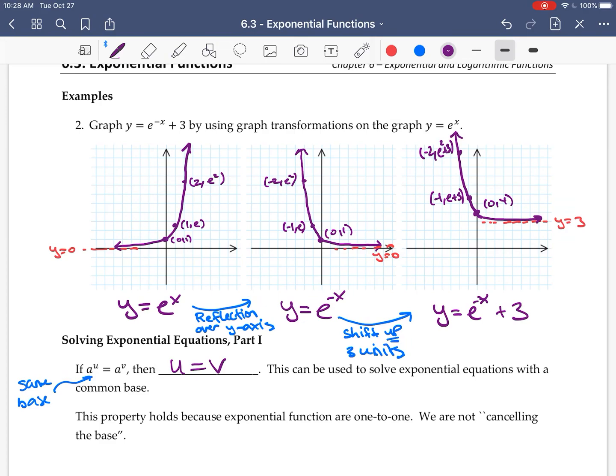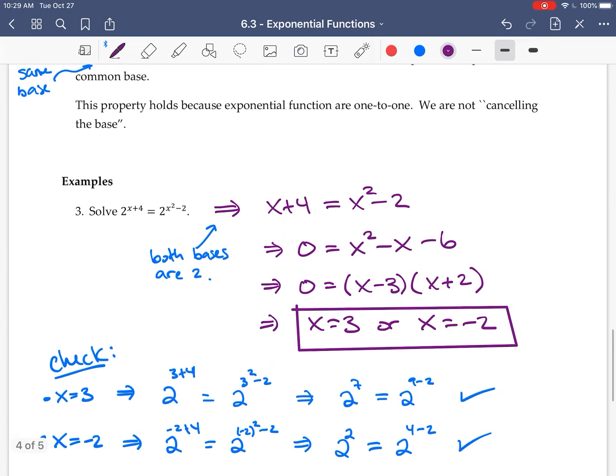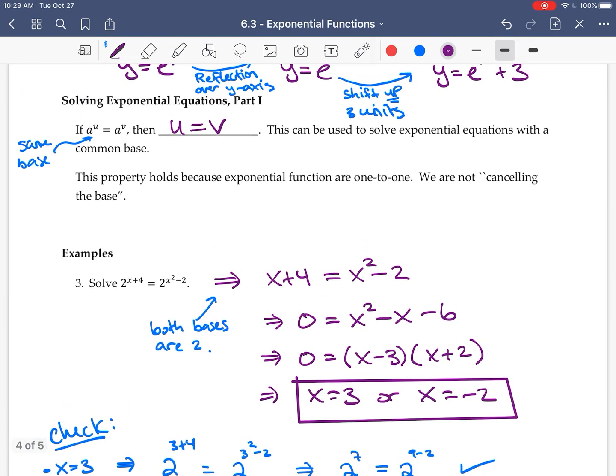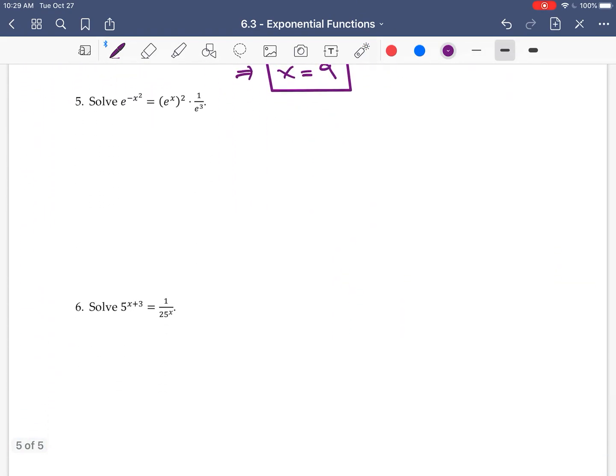So you can see the transformations work exactly the same as they did with other polynomial graphs or rational function graphs. Okay, so the last thing we talked about was solving exponential equations. So if you can get them so that they have the same base, then you can say the exponents are equal. Okay, so we had a couple left to do.